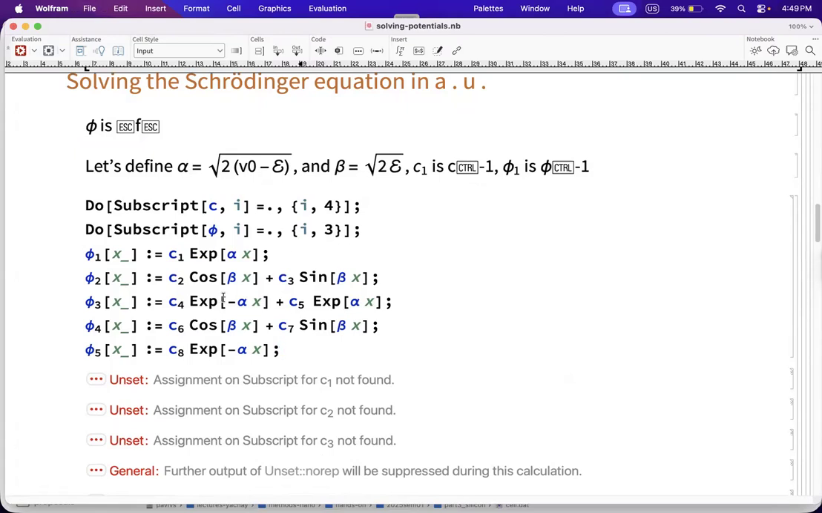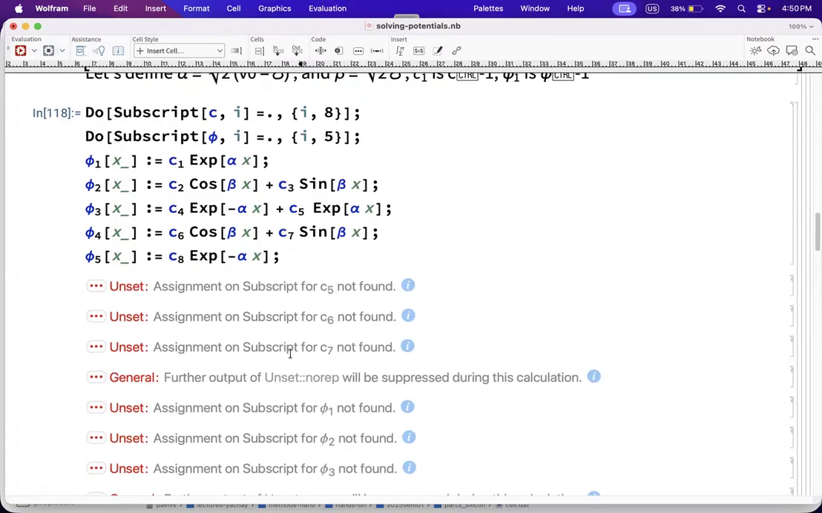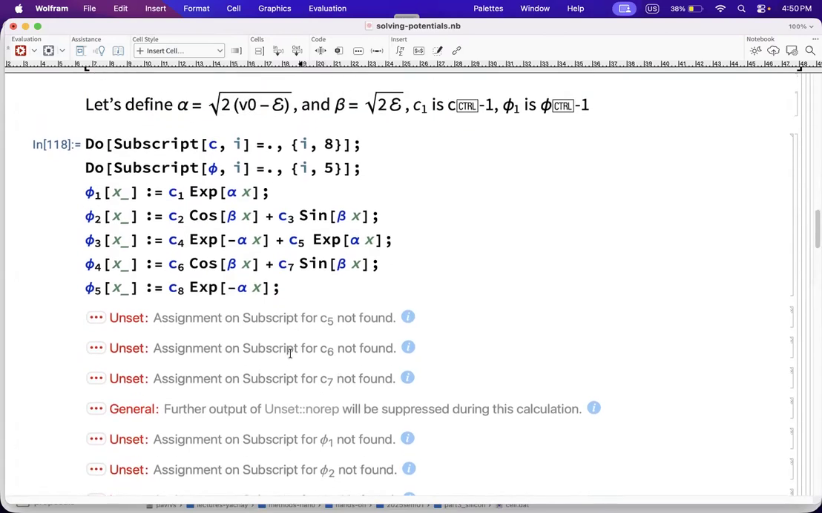Don't forget to set this. Now, remember, since the constants are going from 1 to 8, you have to change this to 8, and the 5 goes from 9 to 5. You have to change these two numbers to 8 and 5. Check that you have phi 1, phi 2, phi 3, phi 4, phi 5, and you have c1, c2, c3, c4, c5, c6, c7, c8. Shift Enter. There it is.